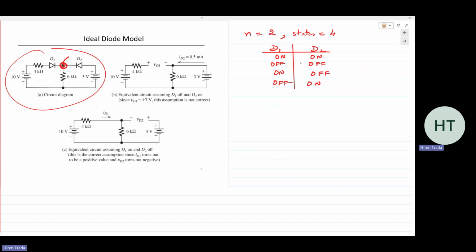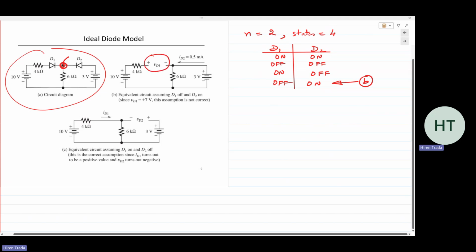But for explanation purposes, let's choose a state which I know to be incorrect. So the circuit shown in B is this state, D1 off and D2 on. If D1 is off, replace it with an open circuit; D2 on, replace it with a short circuit. So the circuit has now changed. I'm assuming D1 off and D2 on. This becomes an open circuit, this becomes a short circuit.